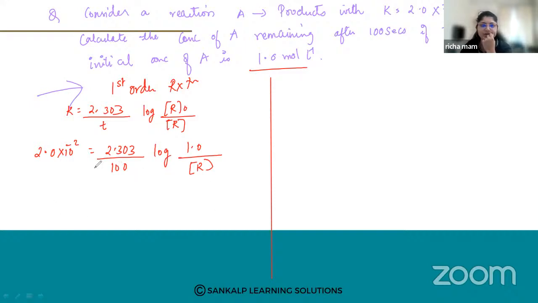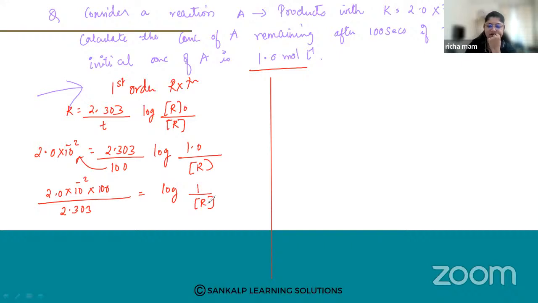So what we'll do? 2.0 into 10 raised to minus 2. Okay, so 100, let us transfer it here, so it will be 100. So this will go in the denominator. So 2.303 is equals to log of 1 by concentration of R. So 100 and 10 raised to minus 2, this will get cancelled.